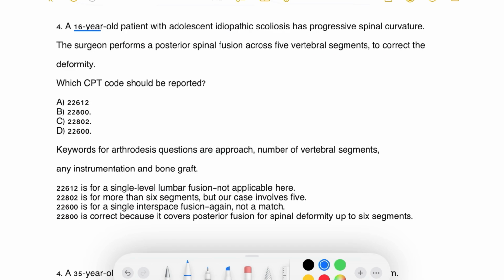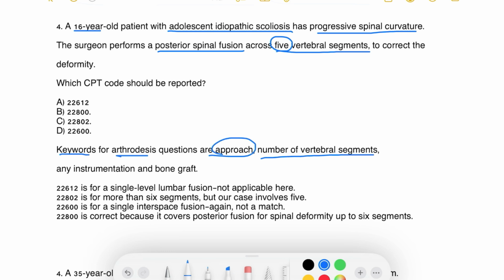Next question, a 16-year-old patient with adolescent idiopathic scoliosis has progressive spinal curvature. The surgeon performs a posterior spinal fusion across 5 vertebral segments to correct the deformity. Options: A. 22,612, B. 22,800, C. 22,802, D. 22,600. Keywords for arthrodesis questions are approach, number of vertebral segments, any instrumentation and bone graft. In this question it's posterior approach, 5 vertebral segments, no mention of instrumentation or bone graft.